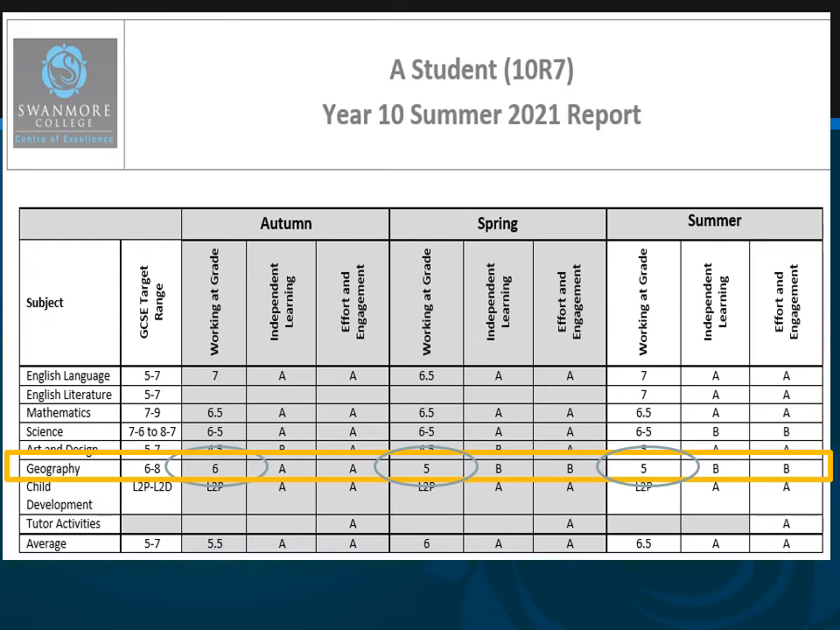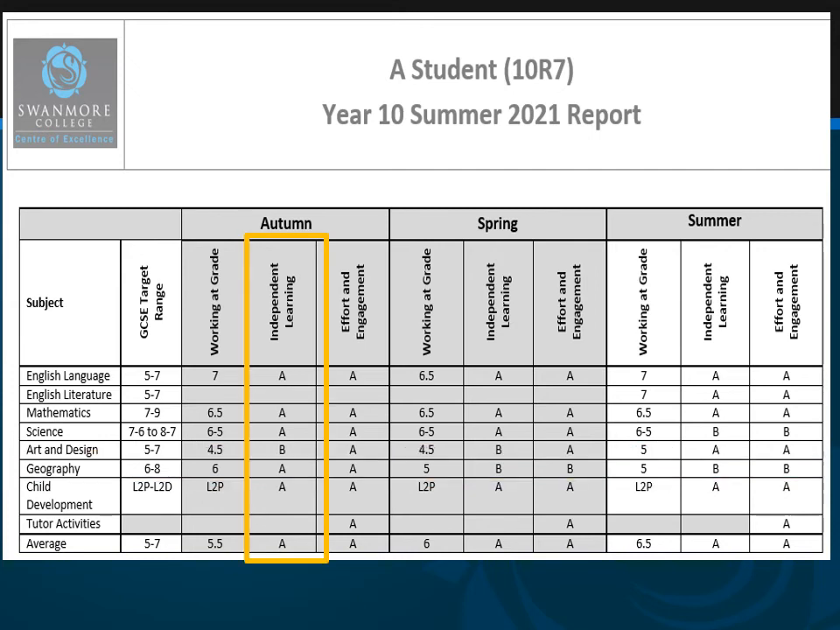For this pupil, the working at grade in the summer stayed at a 5. With the additional content taught and a full year's worth of subject skills and knowledge assessed, they've managed to maintain that 5. It's still outside the target range for the pupil, so a further discussion on how to catch up would be recommended. The report also has independent learning and homework grades on it.